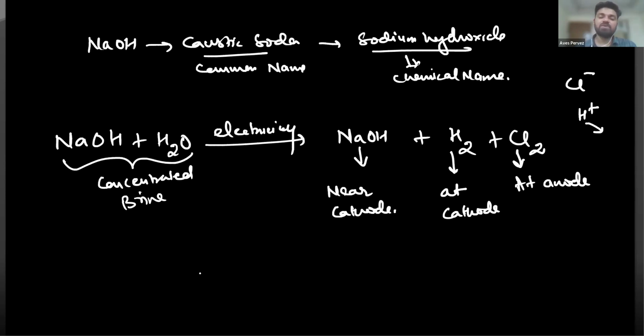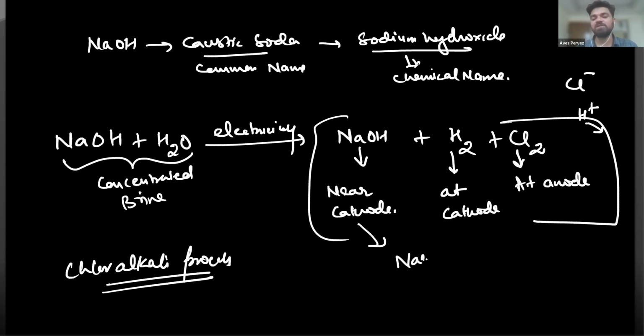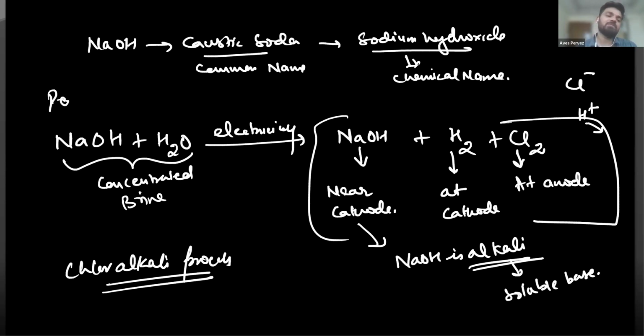And the process by which this is formed is called the chlor-alkali process. Why is it called chlor-alkali? Because chlor means chlorine gas is formed, and NaOH is an alkali. Alkali means soluble base. Okay, so this is the preparation.